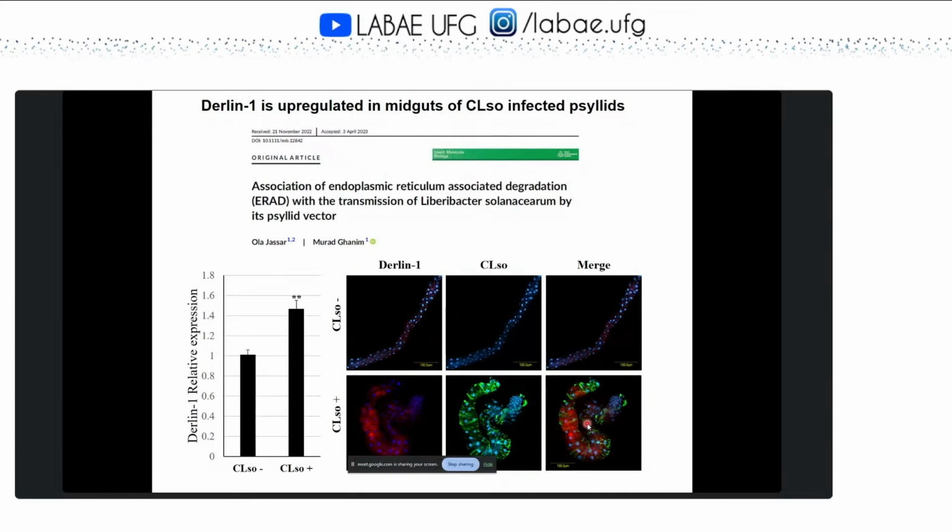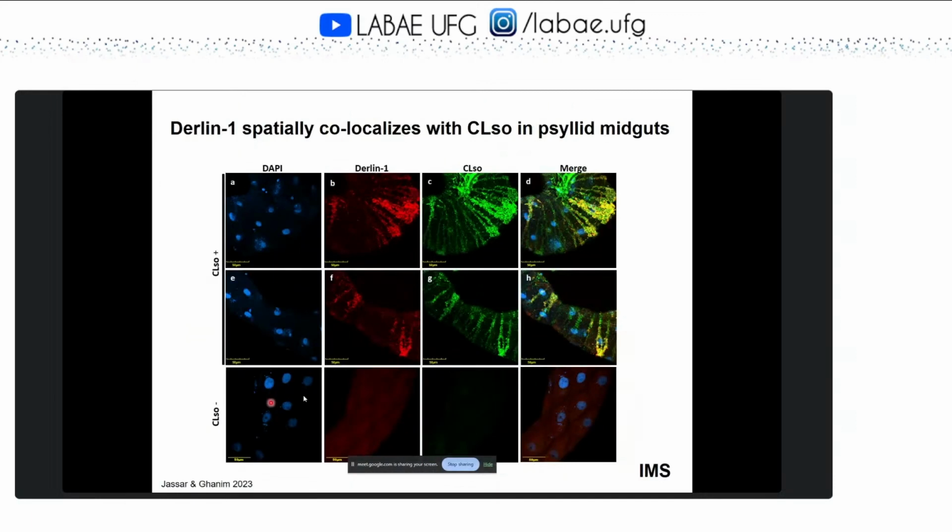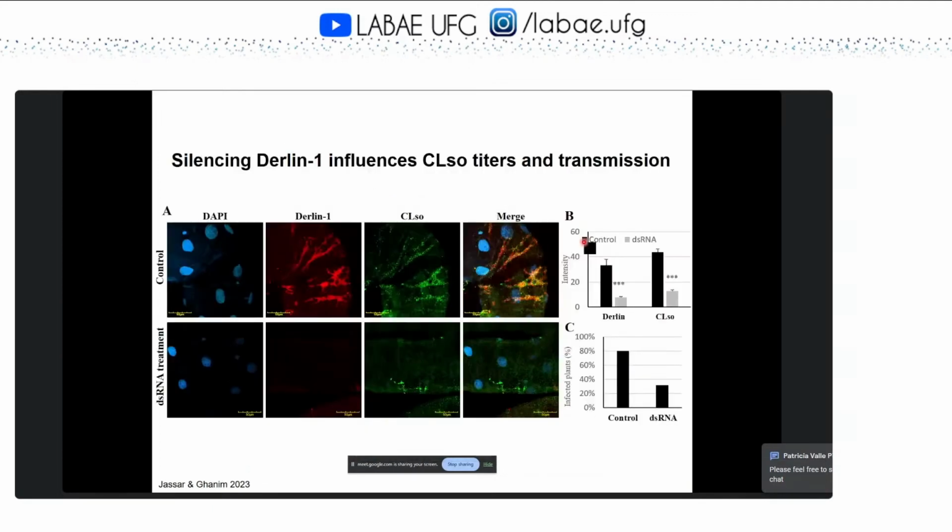Those FISH and immunolocalization approaches can be used to localize also candidate proteins that you are interested in. And when we do co-localization with the bacteria, this is darling, this is the bacteria, and this is the co-localization. You can see that darling is very nicely co-localizing in the gut in this stripe-like pattern. And when we do silencing of darling, you can see that the co-localization is completely abolished, and this affects very much also the transmission of the bacteria. So we know that ERAD is an important mechanism that responds, and if we silence a key protein in this response, we also affect the transmission.